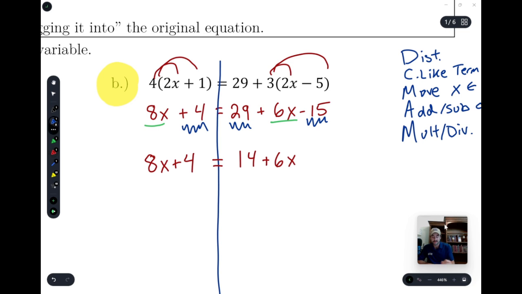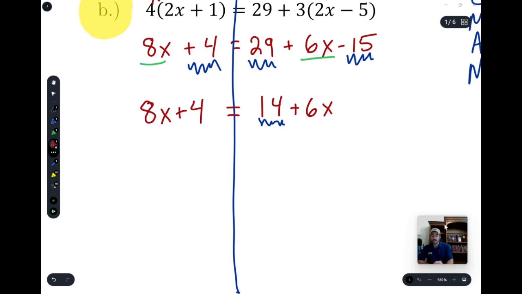So you'll see what we did there is we just combined those like terms on each side of the equal sign. Now we're going to move the x's over. We'll do this in 2 steps. If you get really good at algebra and you want to start skipping steps, that happens. But we're going to do it one step at a time.